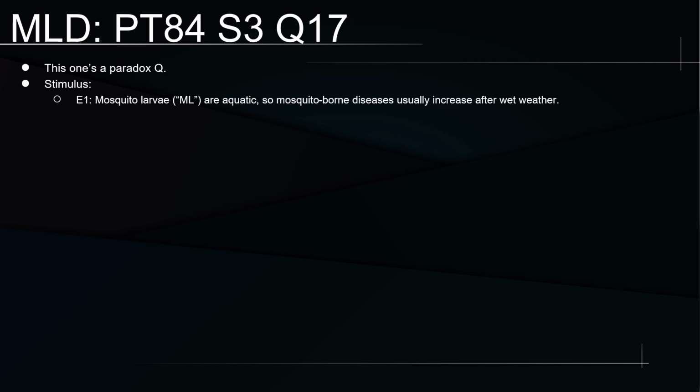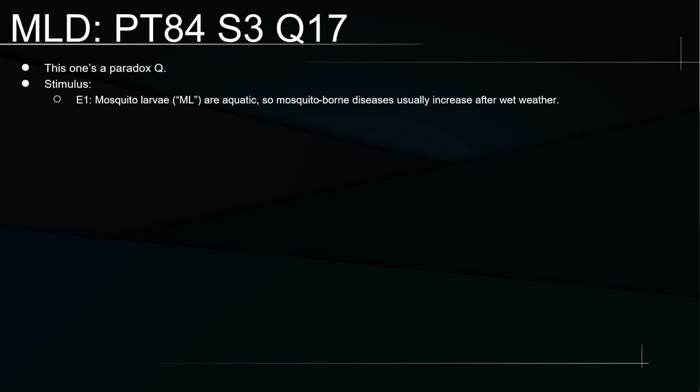And that's where we will be looking at the second tool that I discussed today, which is measuring logical distance, or MLD. So in this particular case, question number 17 is a paradox question. And so let's unpack the stimulus a little bit. Instead of calling them premises, I just call them elements because it's technically not an argument, right?